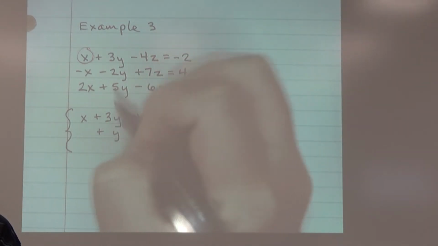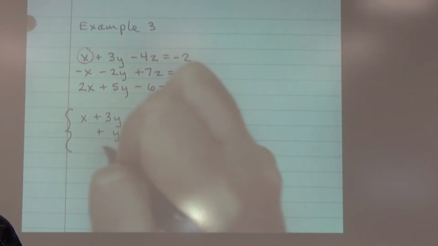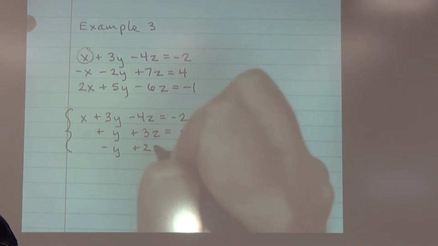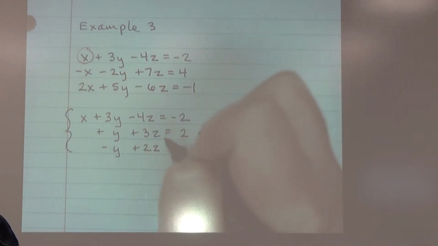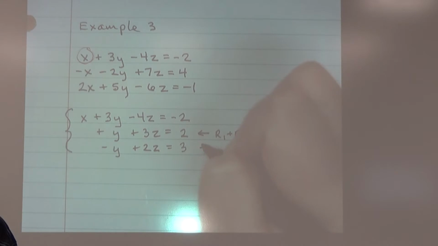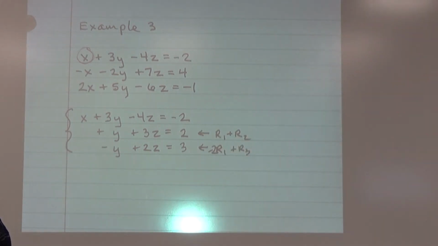bottom one. If I do that with the y's, I get negative y. If I do it to the z's, 8z minus 6z is positive 2z. And positive 4 plus negative 1 is 3. As a reminder, I multiplied row 1 by negative 2 and added it to row 3. And that created a new row 3.